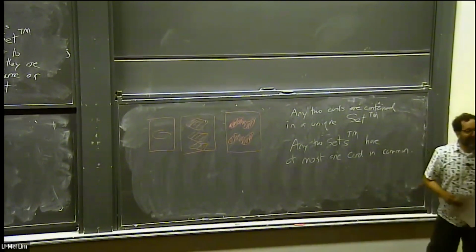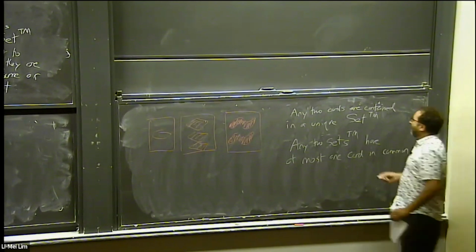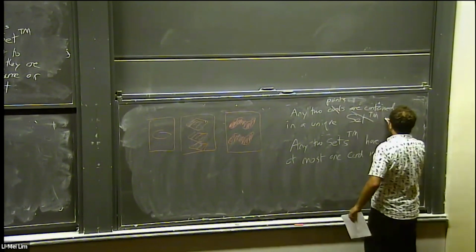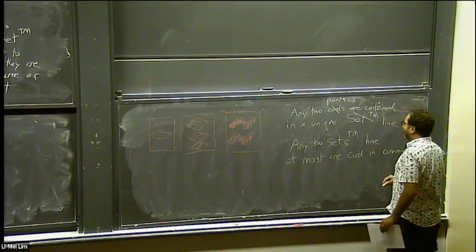So that's good. That solves our notational problem, because instead of cards, we can say points. And instead of sets, we can say line.